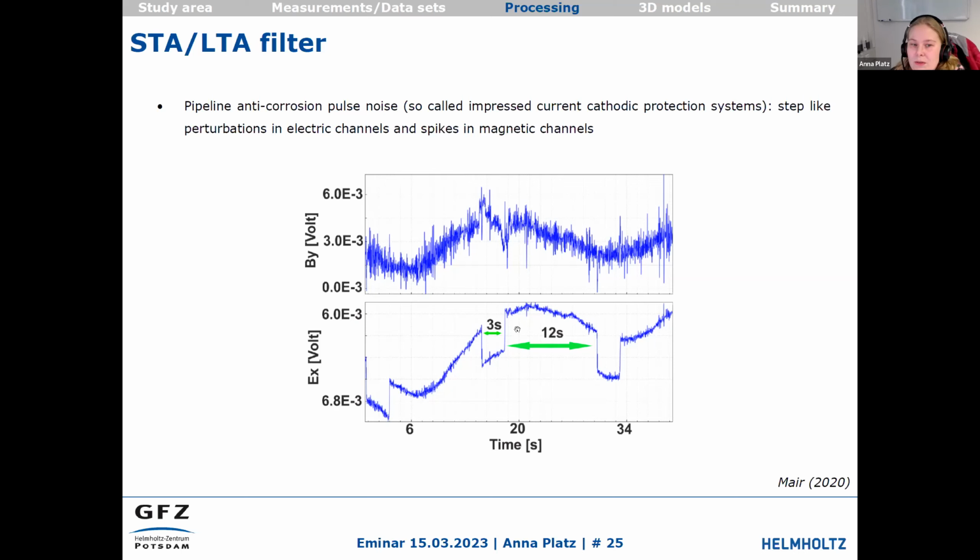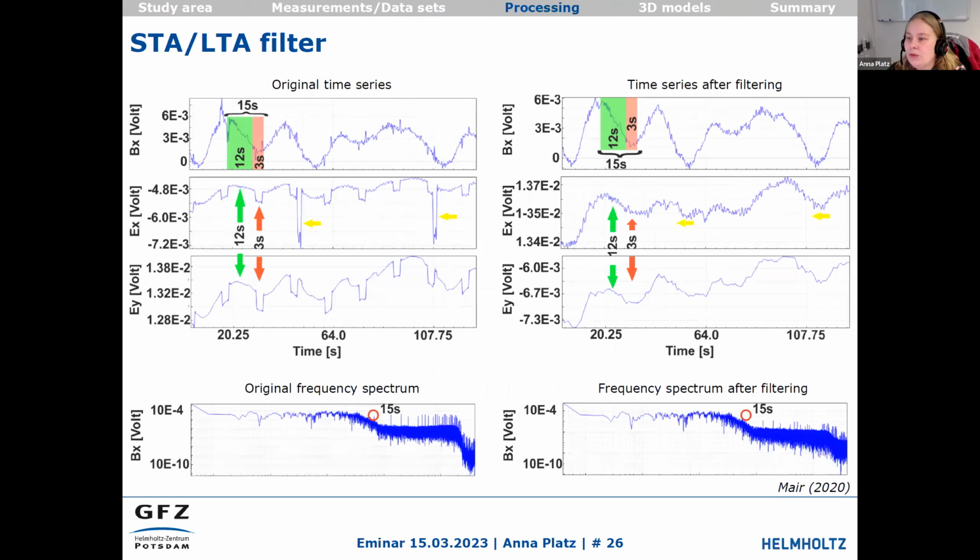We observe these steps, and in the magnetic channels we observe corresponding spikes. And this anti-corrosion pulse noise occurs periodically every 15 seconds in our case in West Bohemia, as shown here for a longer time window or longer time series, where you really see the different steps, but also the corresponding spikes. And you also see that we have a 15 second peak in the frequency spectrum.